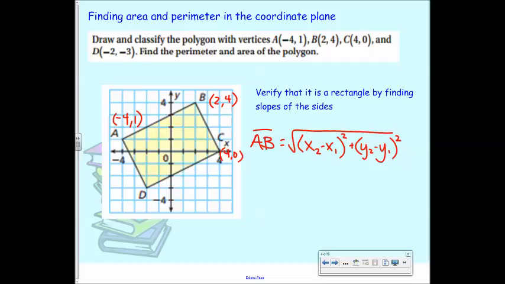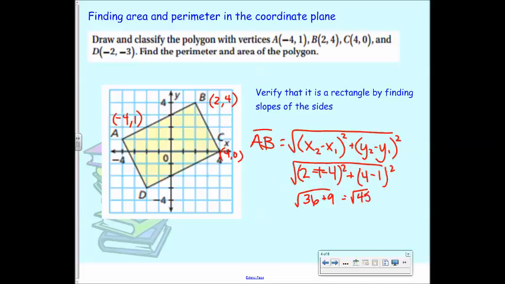So AB, what is B? What is x2? 2. That'd be y2, 4. So 2 minus negative 4 squared plus 4 minus 1 squared. Okay, what's 2 minus negative 4? 6. 6 squared is 36. What's 4 minus 1? 3 squared is 9, good. What's 36 plus 9? Square root of 45.